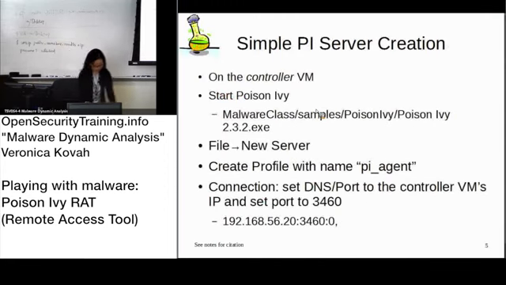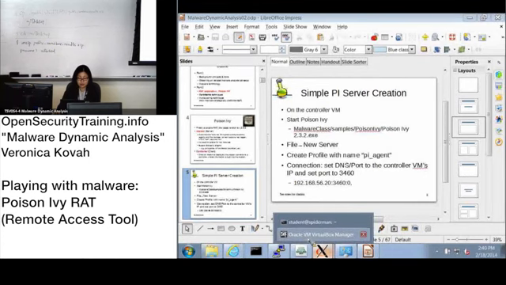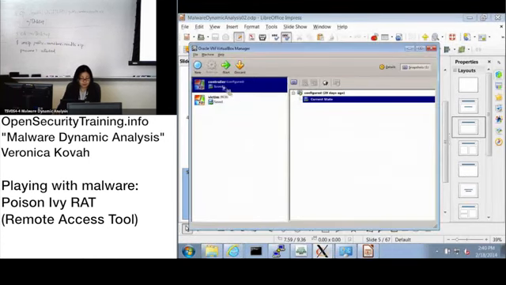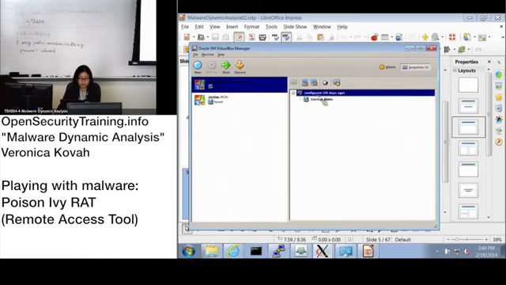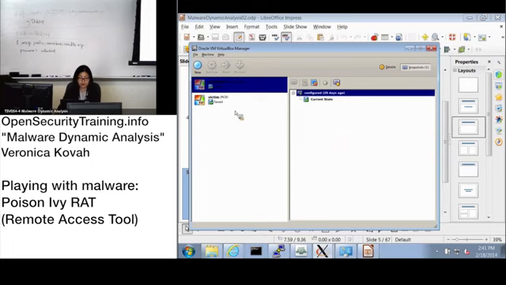I am at part 2, page 5. Let's start from VM VirtualBox Manager. From here, for the controller, please restore to the configured snapshot, which it probably already is, and let's start the controller VM.